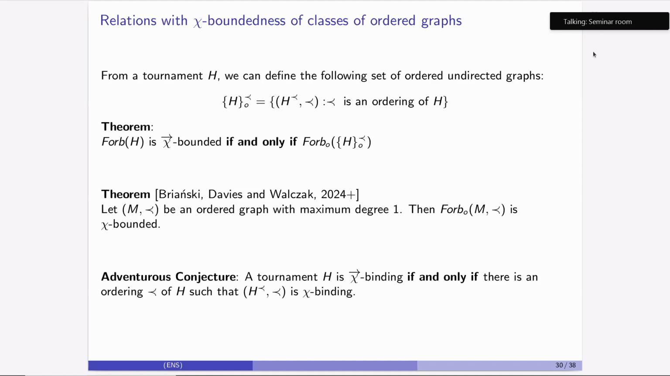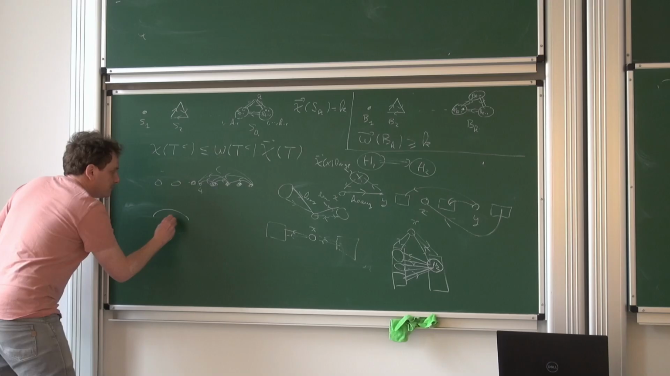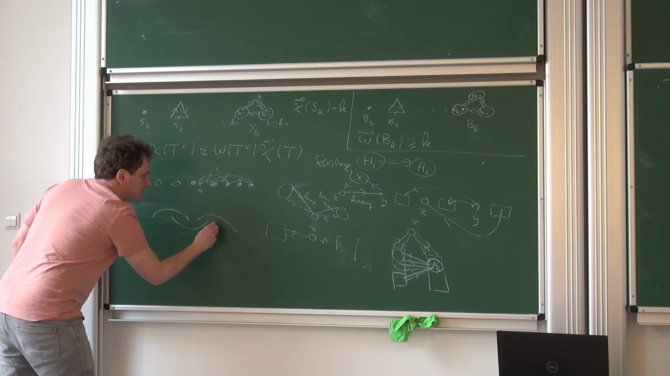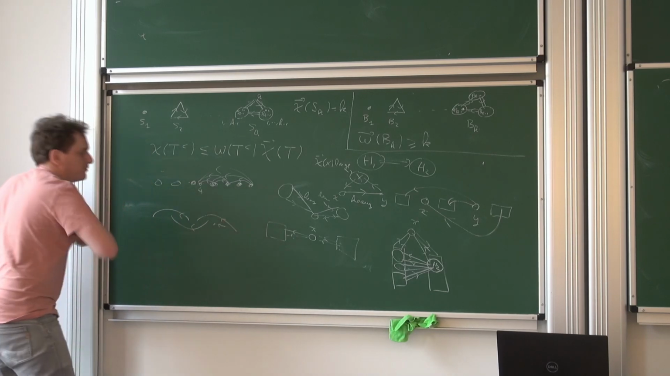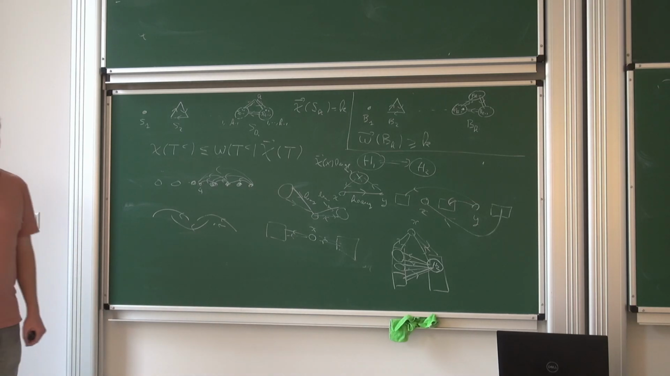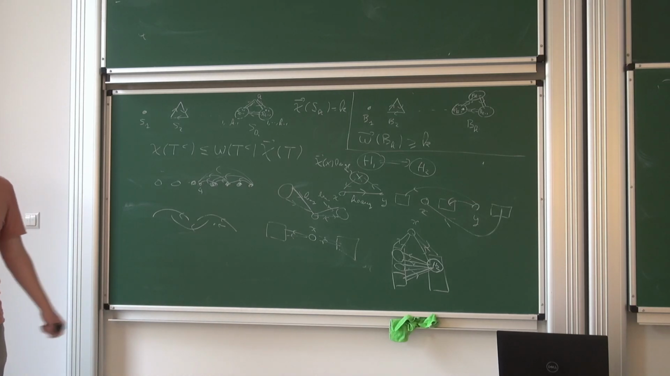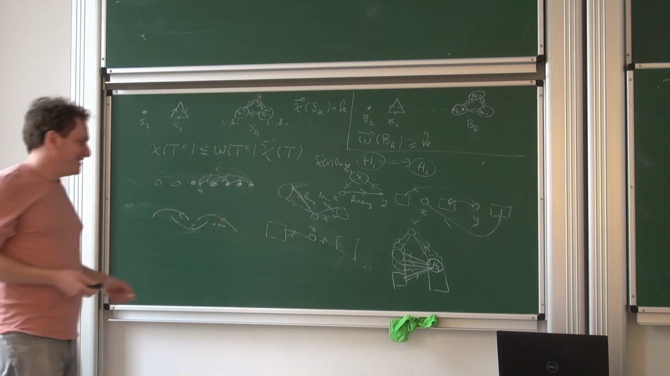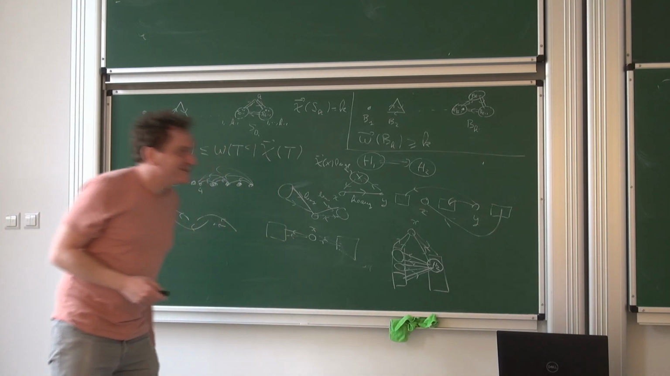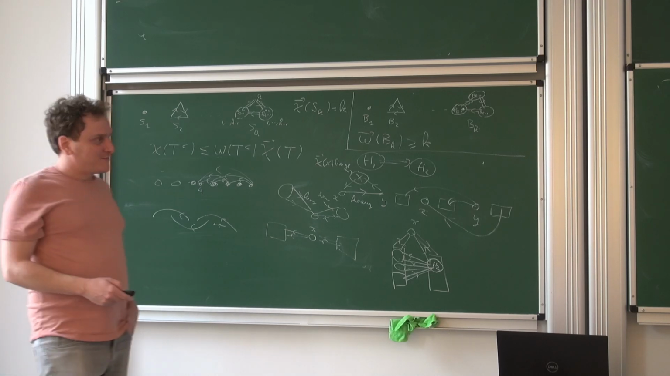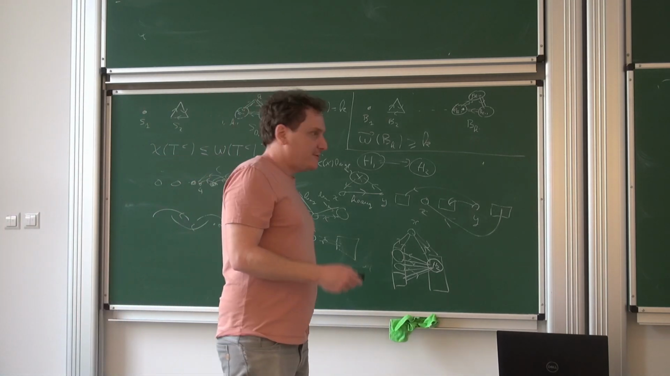How do these tournaments look like? Well, they look like this. And all the other arcs in the other direction. But, okay, I cannot say any smarter thing than this. They are two colorable and have clique number 2.